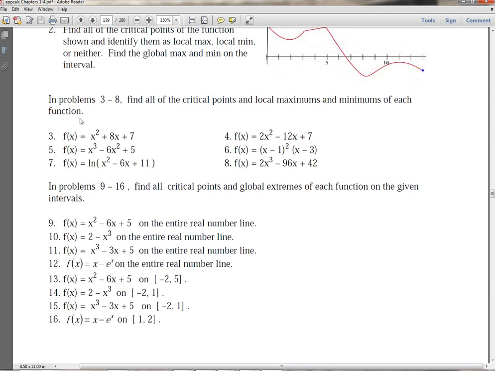Now we'll have to substitute both of these back into the original function, and we'll get 2 points back this time. If I put 0 back into this original function, I get back out 5. And if I put 4 back into the original function, I get 64, 6 times 16 is 96. 64 minus 96 is -32. Plus 5, -27.